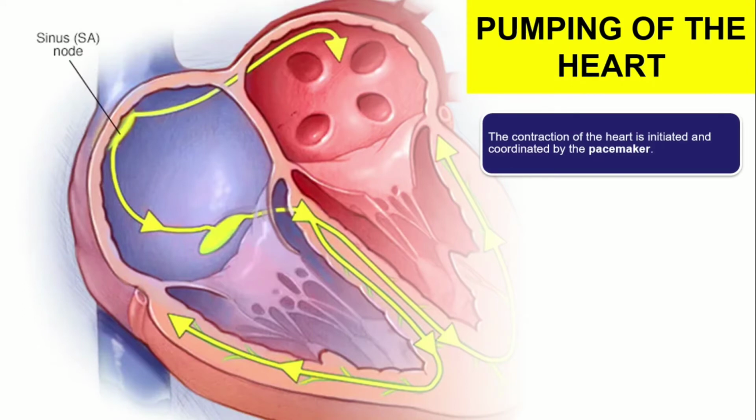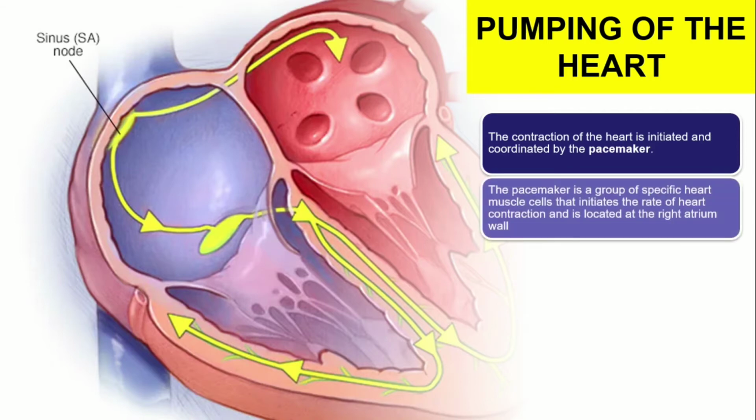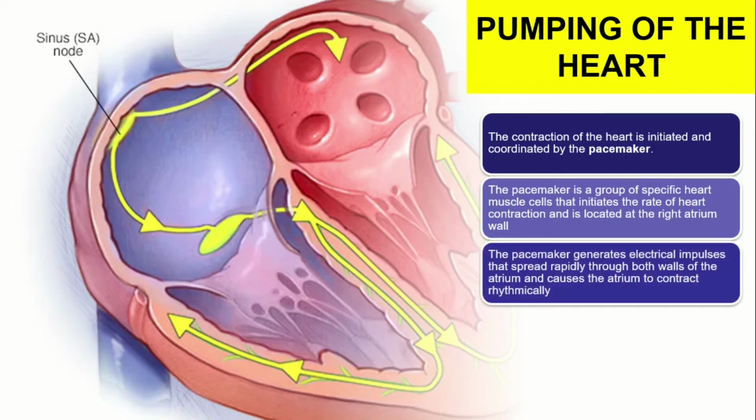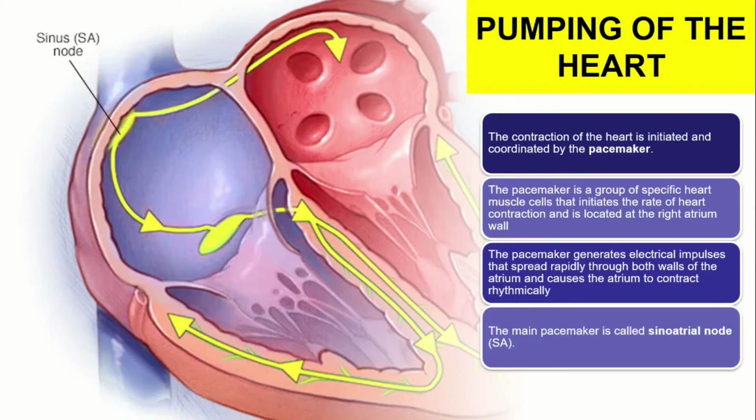The contraction of the heart is initiated and coordinated by a pacemaker. The pacemaker is a group of specific heart muscle cells that initiates the rate of heart contraction, and it is located at the right atrium wall. The pacemaker will generate electrical impulse that spreads rapidly through both walls of the atrium and causes the atrium to contract rhythmically. The main pacemaker is called the sinoatrial node.